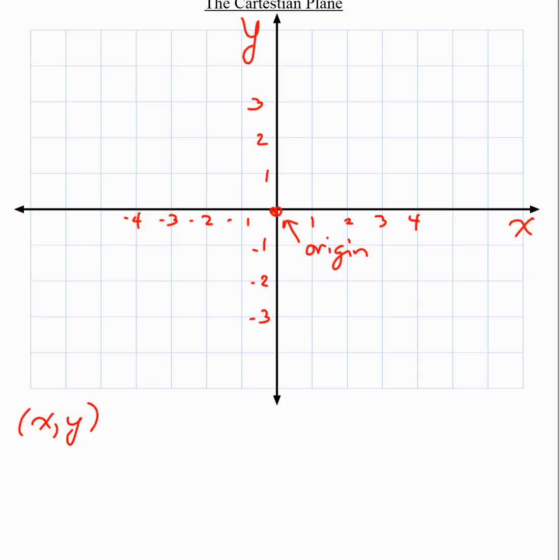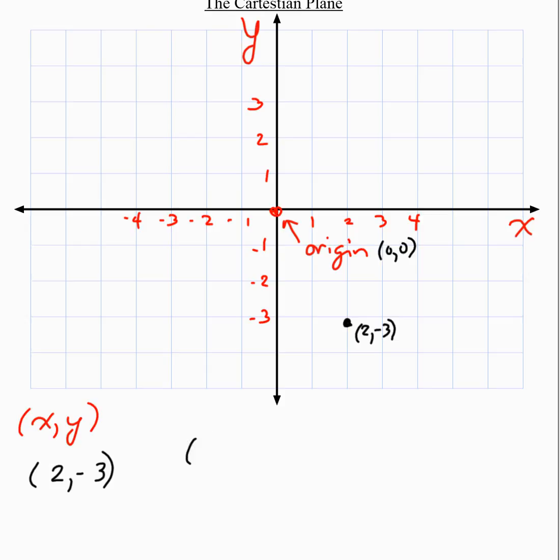So for example, if I wanted to plot 2, -3, I need to go to the right 2, 1, 2, and then from there down 3, 1, 2, 3, and then that is the point 2, -3. The origin is always the point 0, 0.